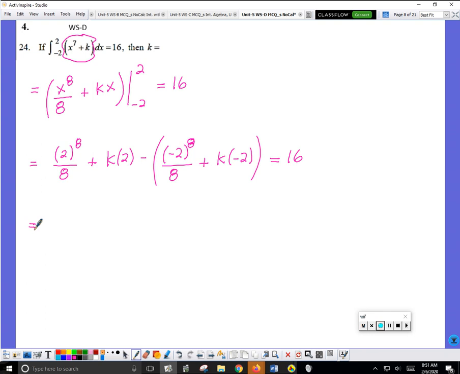So, a little trick on the AP test. You can figure out what 2 to the 8th is, but you don't actually have to. Because 2 to the 8th is exactly the same thing as negative 2 to the 8th. This is positive, this is negative. When they add together, you get 0.